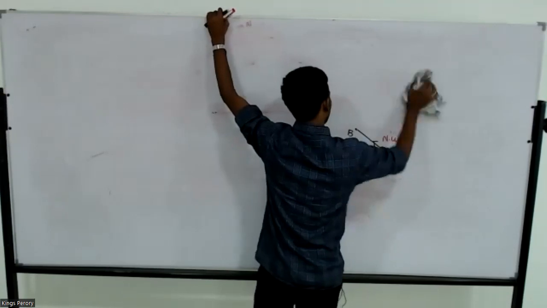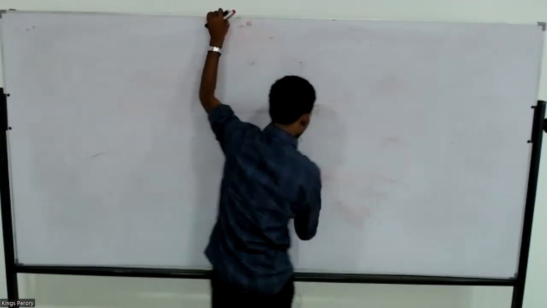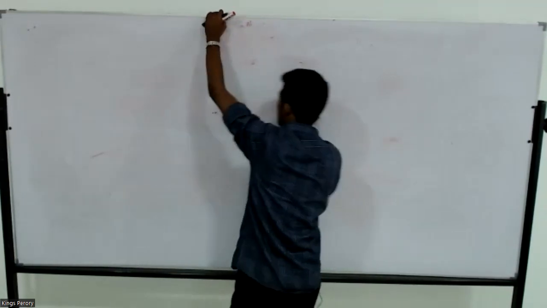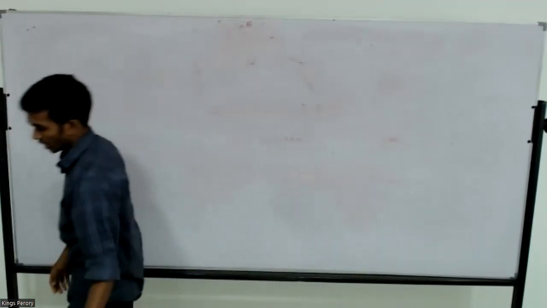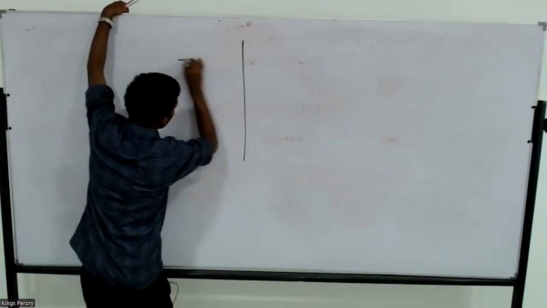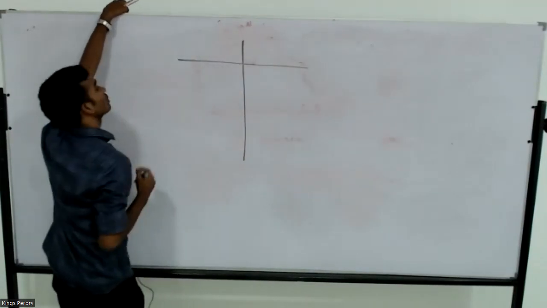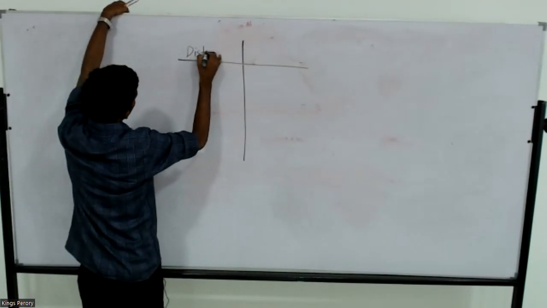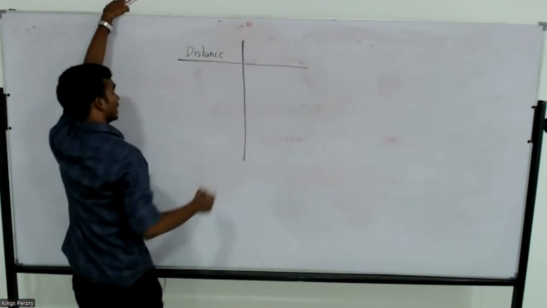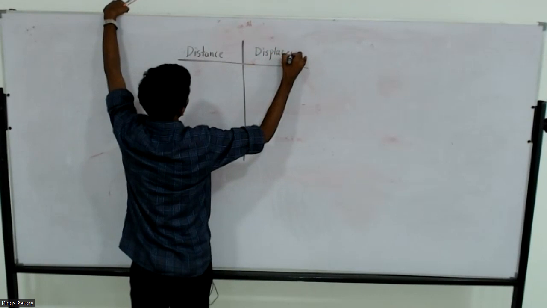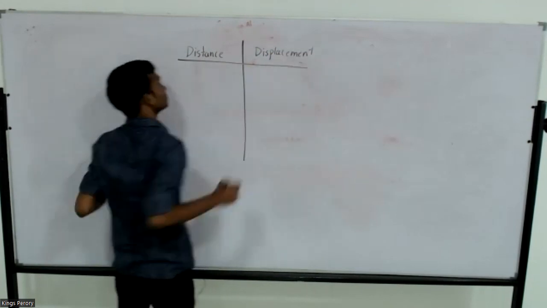Online students, you all have a table already drawn. Others, please quickly draw a table of 2 columns. Right. Now look at the board very carefully. I'll draw one side distance. This is distance. This side I will take as displacement.